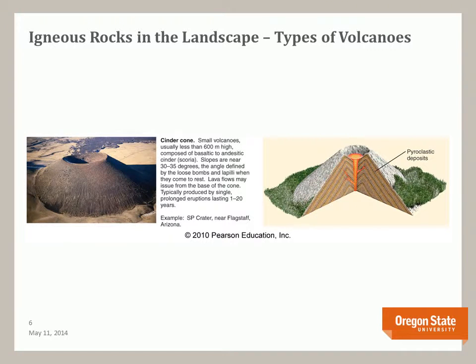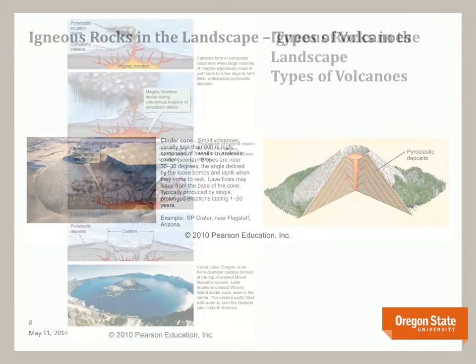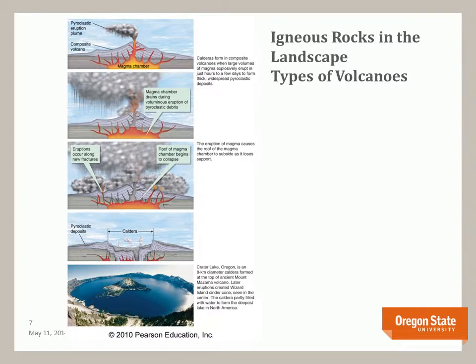The final type are cinder cones. These are smaller volcanoes that consist mostly of scoria of basalt and andesite composition. This is Sunset Crater in Flagstaff, Arizona. They have a prominent crater at the top, relatively steep sides, but are very small. And these form by single eruptions that can last from 1 to 20 years in length. So those are the four main types.